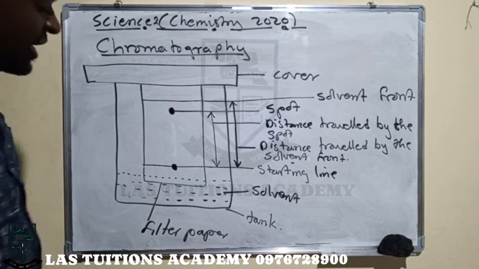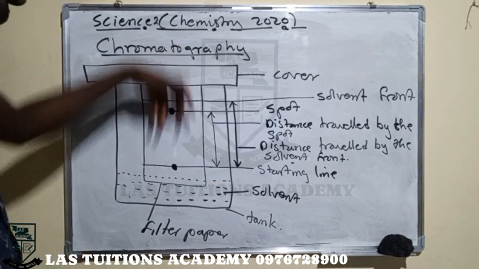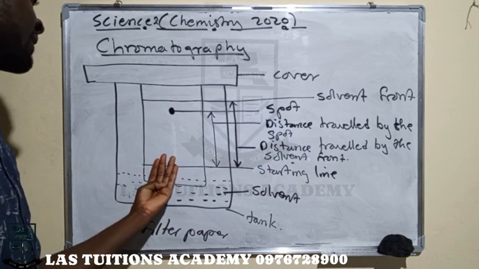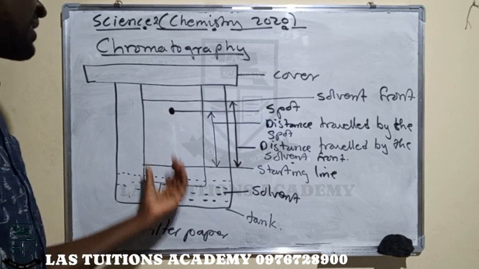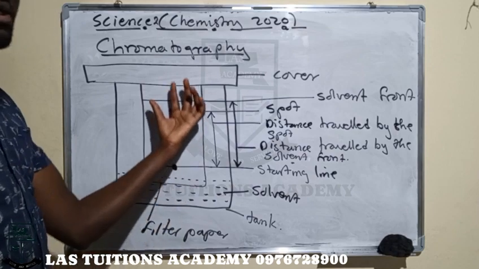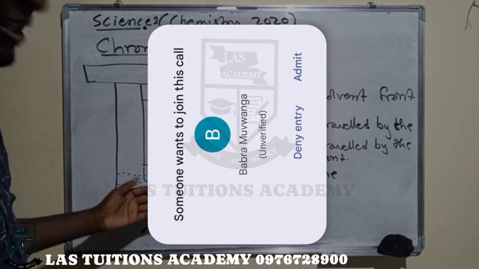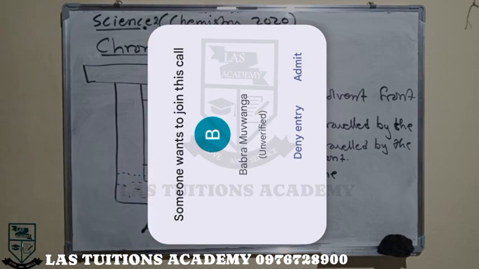So basically what happens is when you dip this paper into this solvent, the solvent will start flowing into the paper. It will start entering the paper and rising upwards like that. This same solvent here will be going upwards.